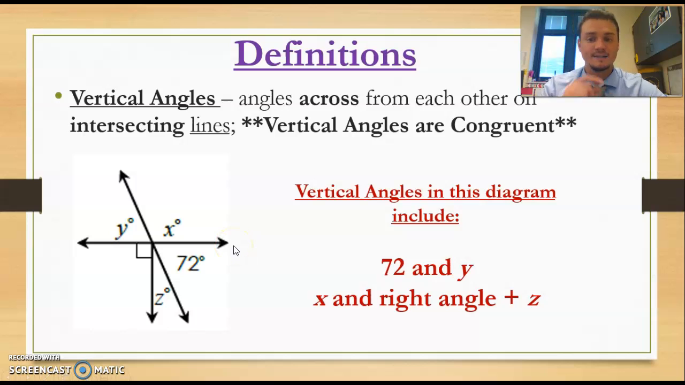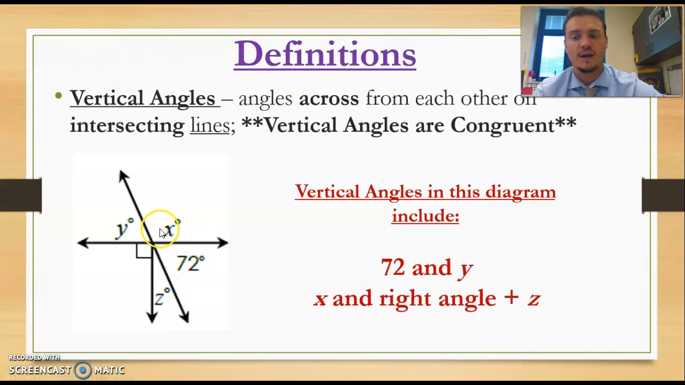Where two lines intersect, the angles on opposite sides of the intersection, or cross, have to be congruent, or exactly the same. So that's why Y has to be 72, because these are vertical angles. Now, X would be equal to these two angles added together. So we know that X is 108, right? 108 and 72 add up to 180.